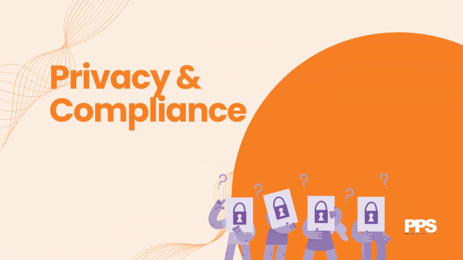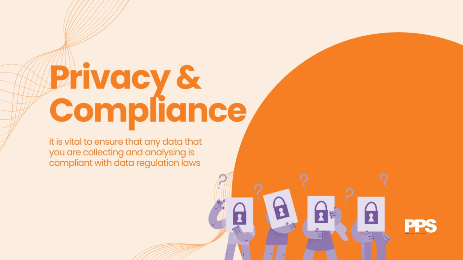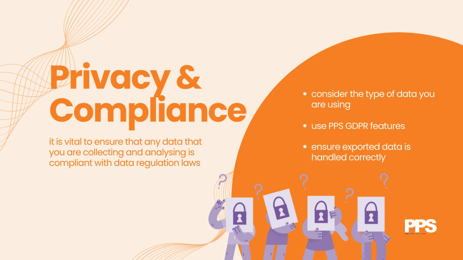Privacy and compliance. It is vital to ensure that any data that you are collecting and analysing is compliant with data regulation laws. So it will be important to consider the type of data that you're using. You can also utilise PPS GDPR features such as people who have opted to be excluded from processing, and ensure that exported data is handled correctly. This might include using some of the PPS report tools to anonymise the data that you are using.